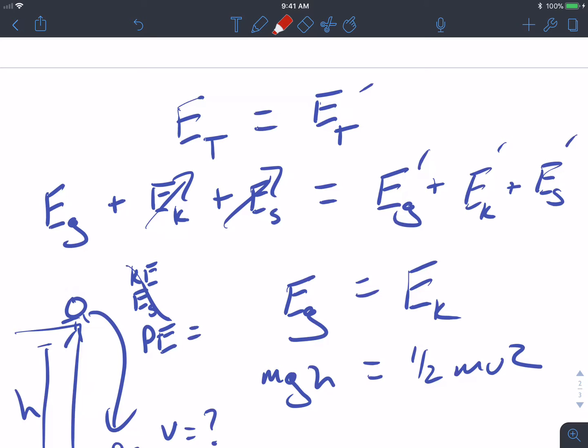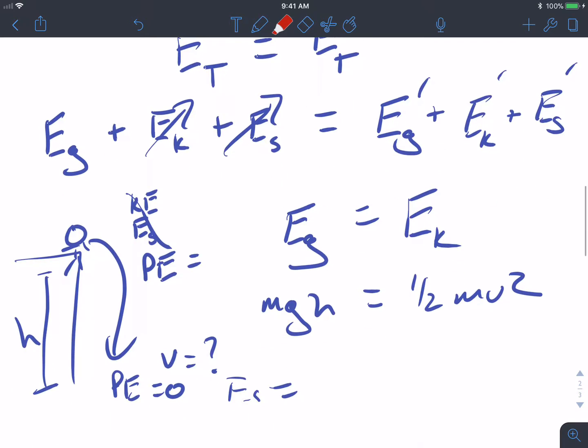Now these can be applied to the formula of total mechanical energy. So it states that the total energy before will equal the total energy after. And when we do this, we have that the potential energy of gravity plus the kinetic energy plus the potential energy in the spring is equal to the energy of gravity plus the kinetic energy plus the potential energy of the spring after.